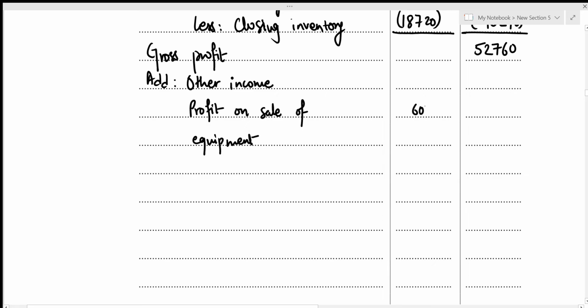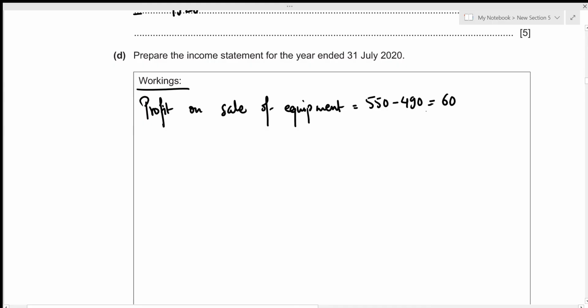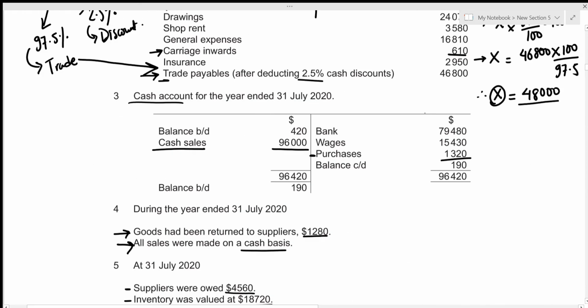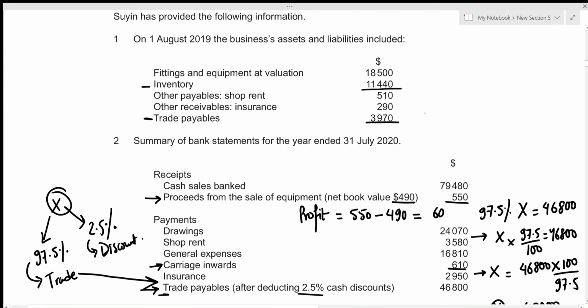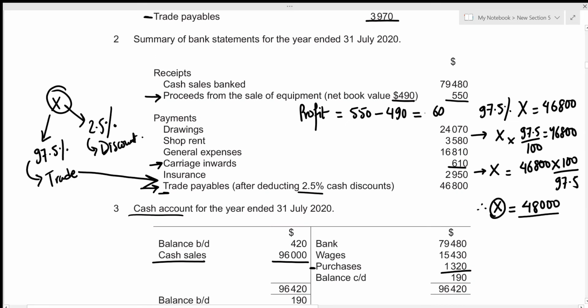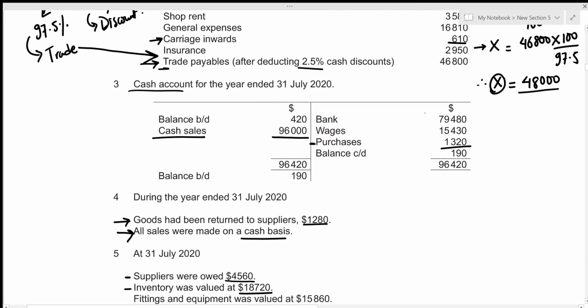I did the calculations on the question paper itself, but make sure you guys do the calculations under the workings heading. So we can just write it as profit on sale of equipment. That's 550 minus 490, which gave us the amount of 60. All right, let's look for any other sources of income. We don't have any other under the summary of bank statements. I don't think we have any under the cash account for the year as well.